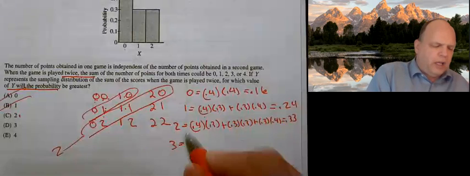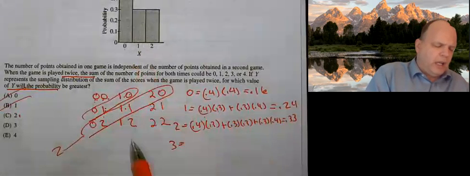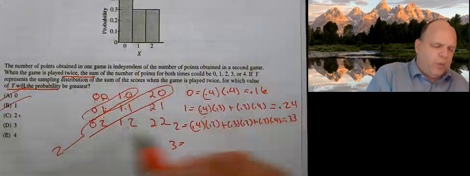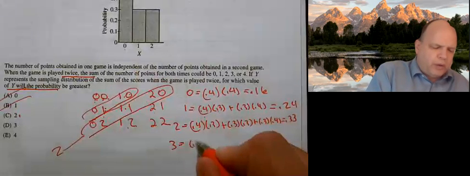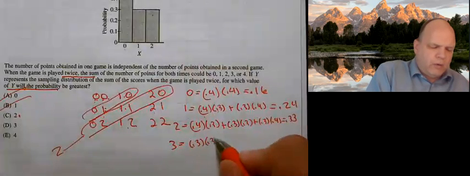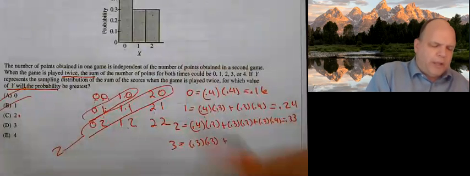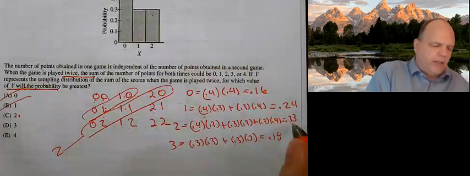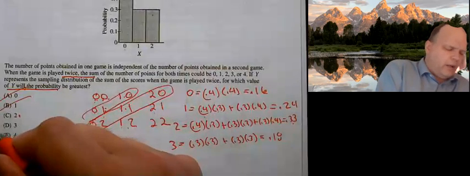Well, with number 3, I can get that by getting a 1 and a 2 or a 2 and a 1. The probability of a 1 is 0.3. The probability of a 2 is 0.3. And then swapping that around and doing it the other way is 0.3 times 0.3. And that's 0.18. Well, that's less than this, so it can't be 3.